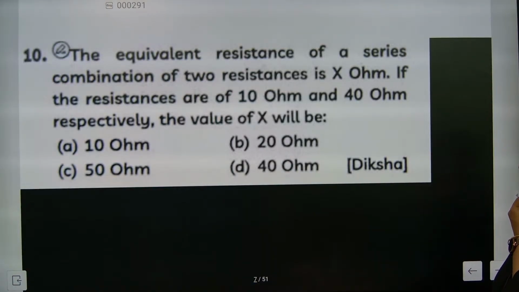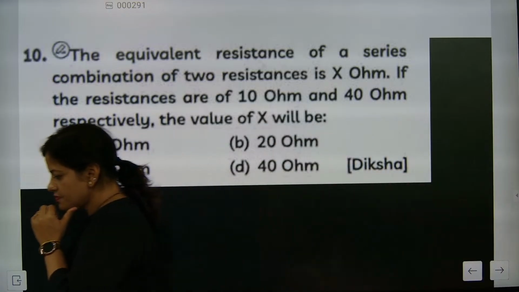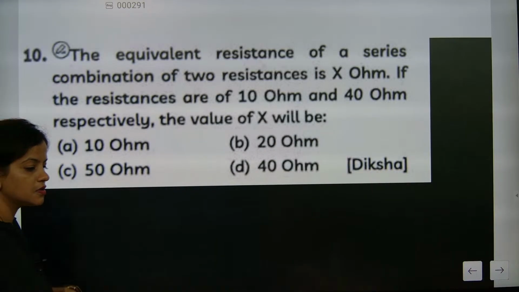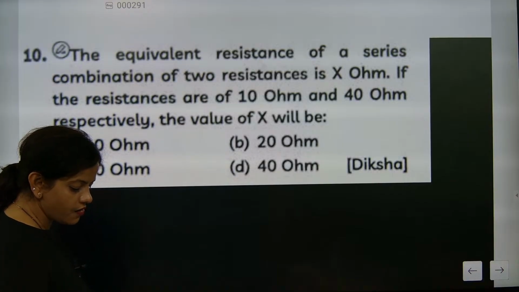Most of the children are not attending. They know more, so they are not attending. Very good. Now, beta, please kindly solve this question. Question number 10, try and solve.